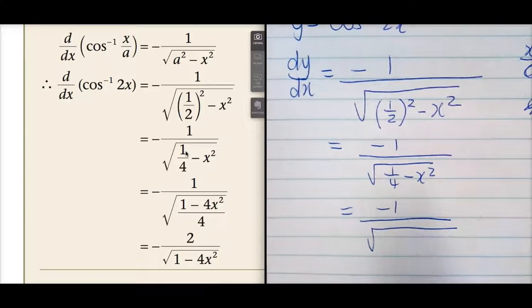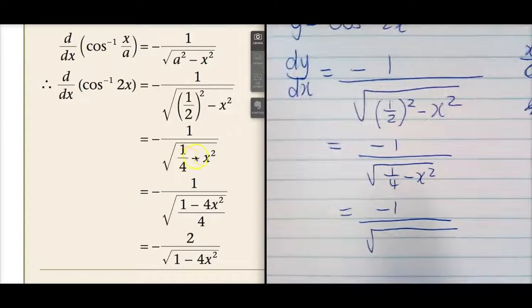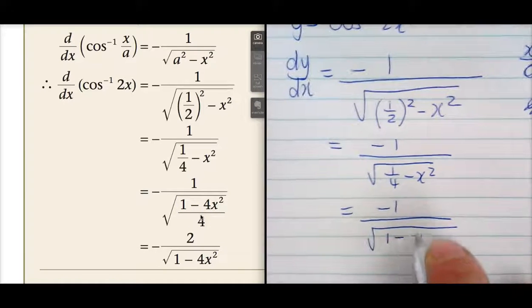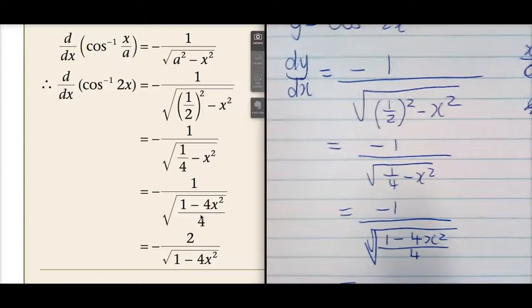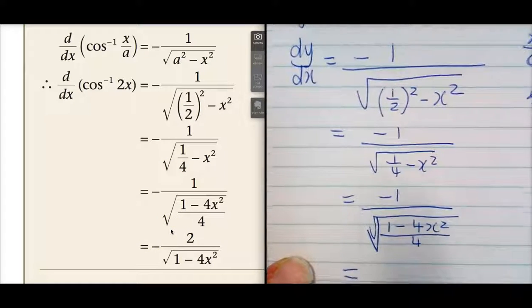They've now gone common denominator. They had a quarter minus x squared. They've gone a common denominator of 4, which is 1 minus 4x squared on 4. This is all under the square root sign. You can see how much work this is, right? If you don't mess up the half, people might mess this up. So we're not going to do this method again.